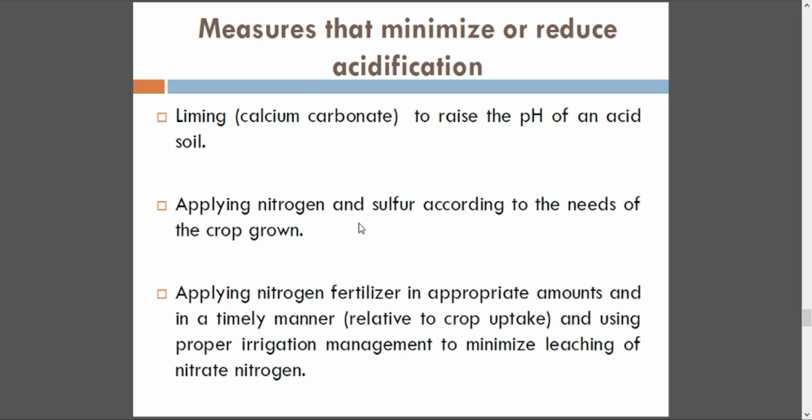So in order for us to reduce acidification, we can carry out liming by using calcium carbonate. We can also apply nitrogen and sulfur based fertilizers according to the need of the plant or the crop. So you don't just apply for the sake of applying, but you only apply what is required by a given crop. Then the other measure is applying nitrogen fertilizer in appropriate amounts and in a timely manner. So we only apply when we are sure the plants will be able to utilize the given fertilizers.